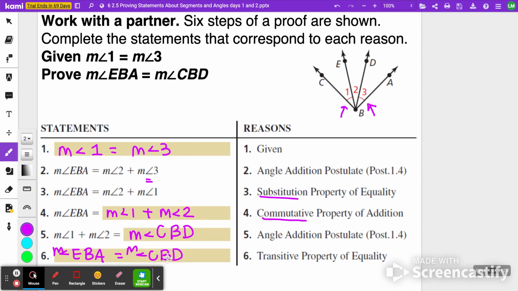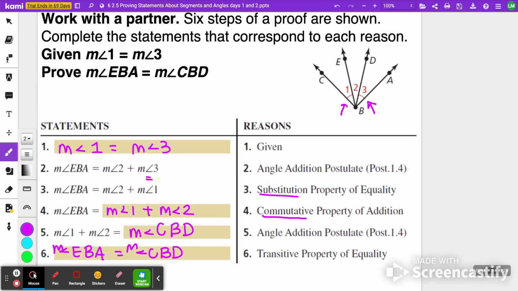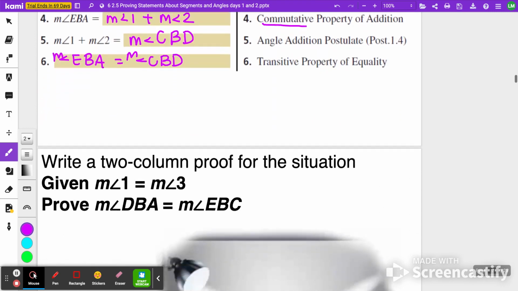Okay? Hopefully, filling in the blanks for these are allowing you to see how proofs work. So it's basically, how do you connect all the dots in here to be able to prove why EBA is equal to CBD? We know that they're equal, but tell me exactly how and what are those steps.